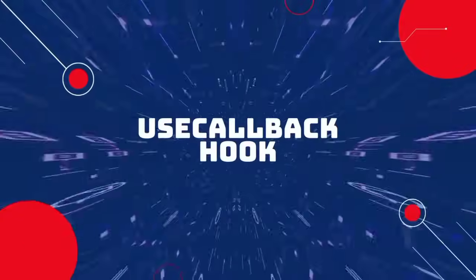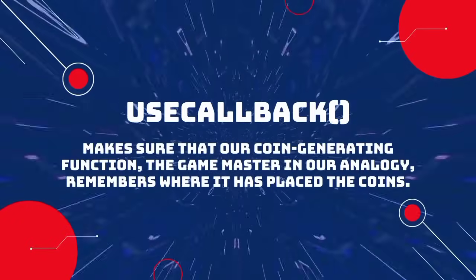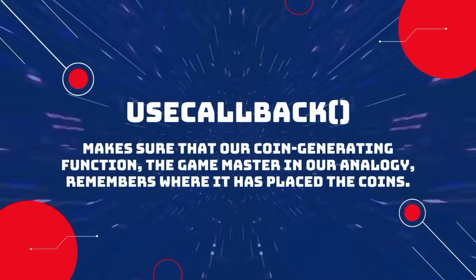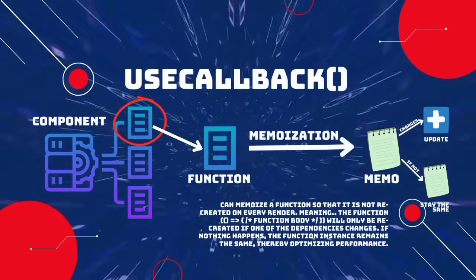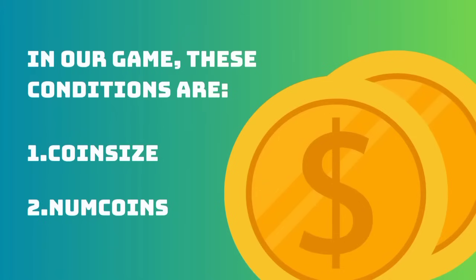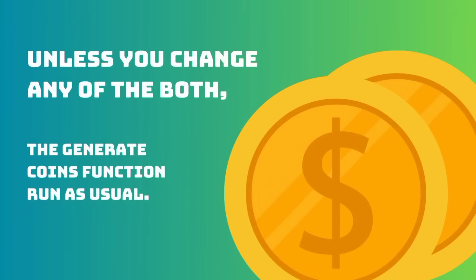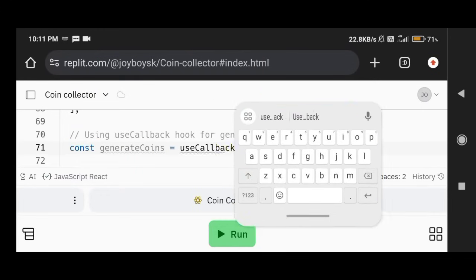That's where useCallback comes in. The useCallback hook is used here to make sure that our coin generating function, the game master in our analogy, remembers where it has placed the coins. It does this by creating a memoized version of the function that only changes if the dependencies change. In our game, these conditions are the number of coins, numCoins, and the size of the coins, coinSize. Unless we decide to change these conditions, the function won't change and the coins will stay in their places. Okay guys, now let's start writing inside the generateCoins function.